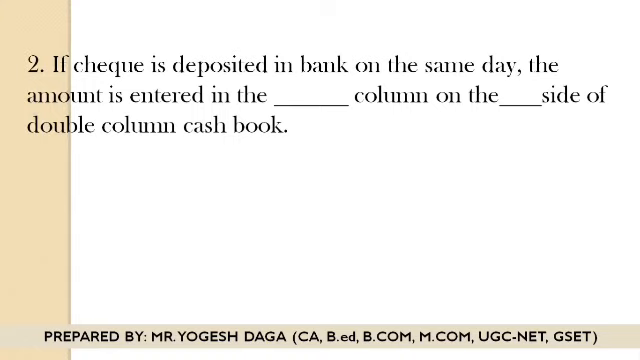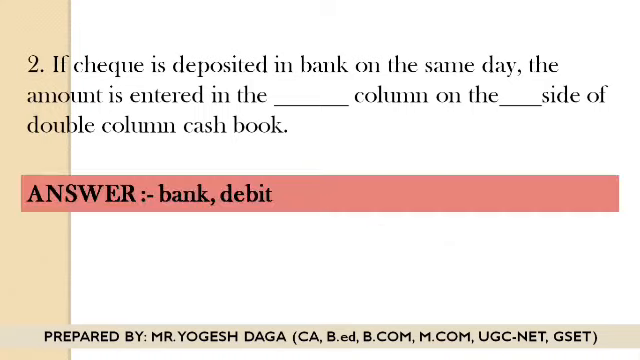So one fill in the blanks will be debit, and second, it will be recorded in the bank column. So students, just see the answer. The first fill in the blank answer is bank, and for the second, it is the debit side of the cash book. Okay, so I think this question is very simple and it is helpful for you also. So moving towards the next question.